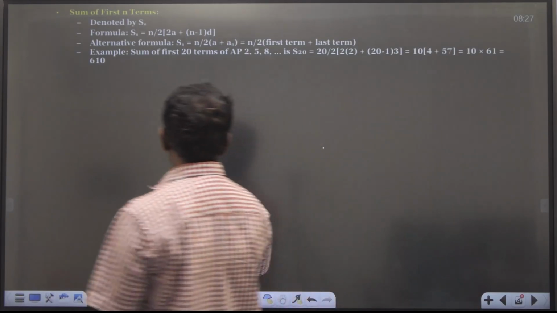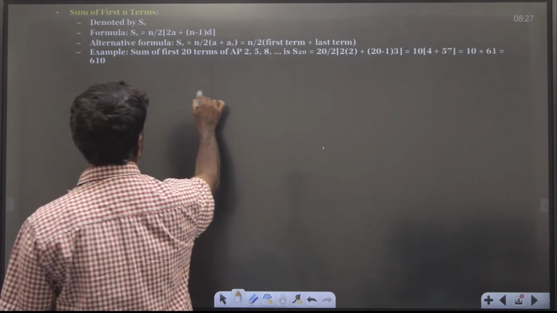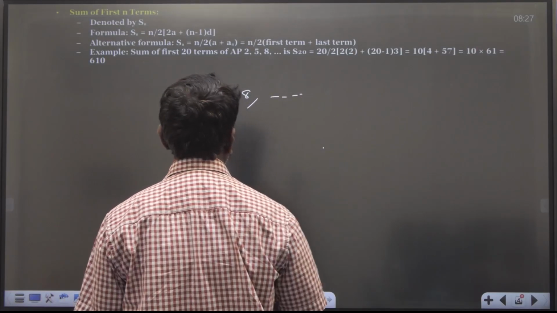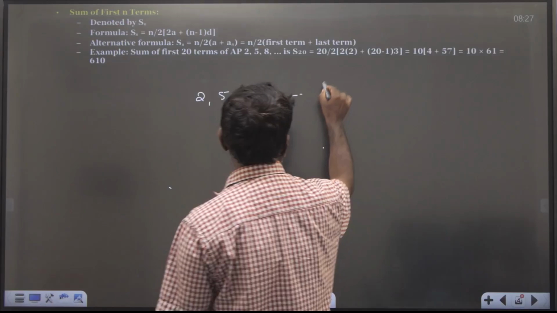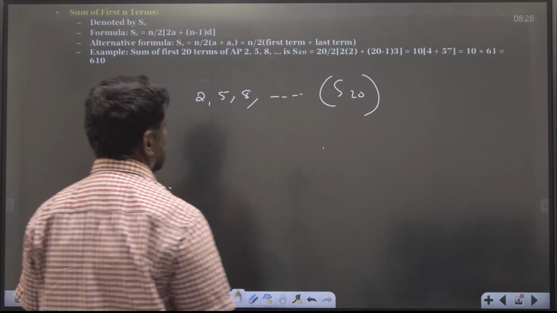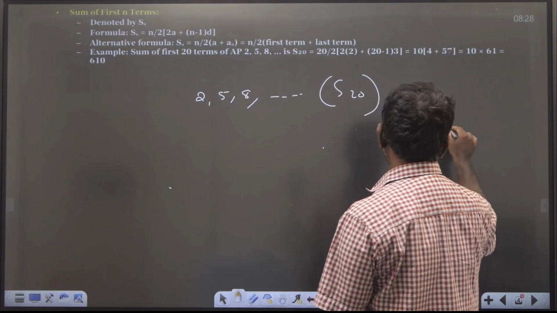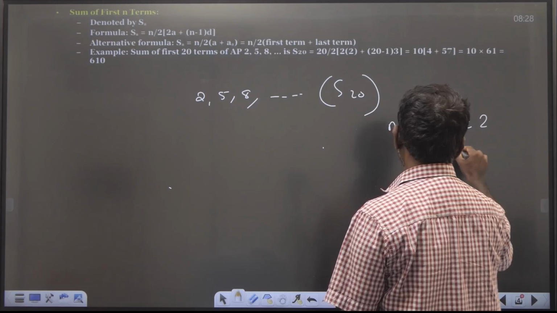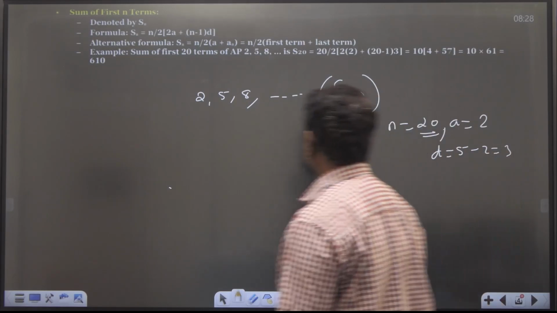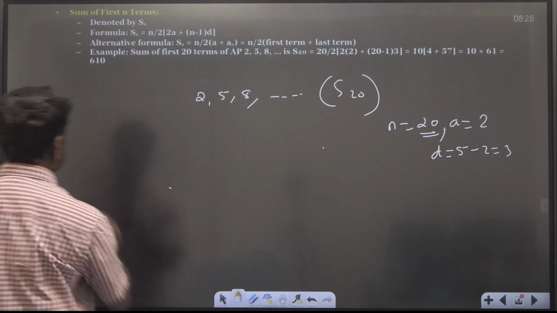For the second formula, an example is given: 2, 5, 8, etc. We have to find out S20. Here n is equal to 20. What is a? a is equal to 2. What is d? d equals 5 minus 2 equals 3. Here the last term is not given.